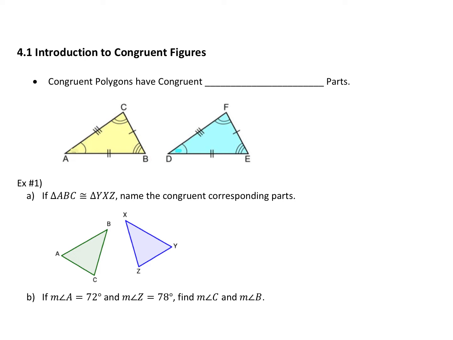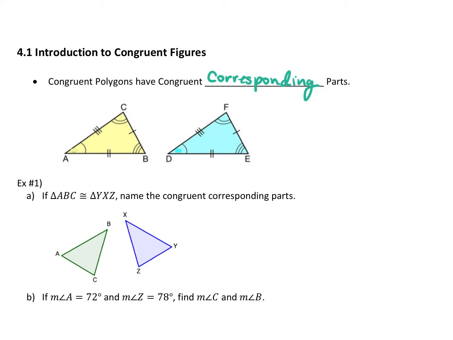So the first thing we're going to do here is talk about just polygons in general, but I'm going to show you on a triangle because that's mostly what you're going to focus on. So the first thing says congruent polygons have congruent corresponding parts. Okay, what are corresponding parts? The same parts that match up, okay?